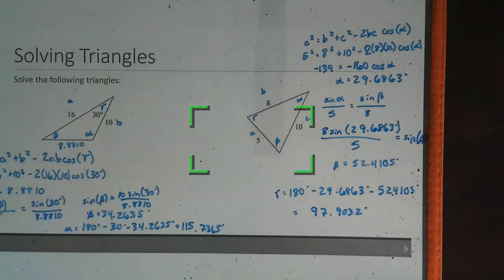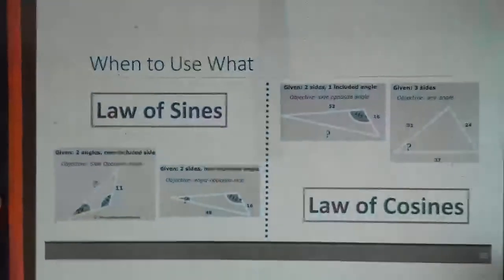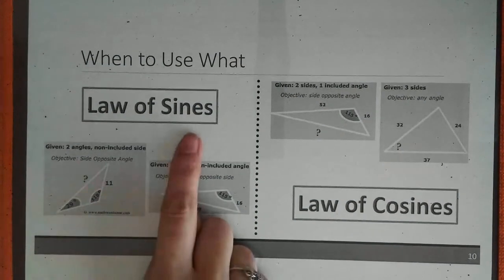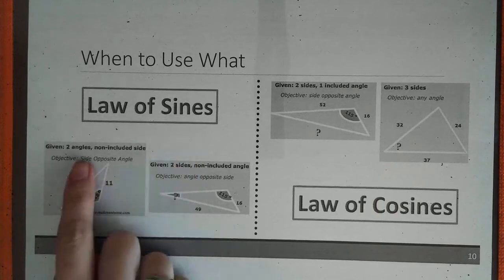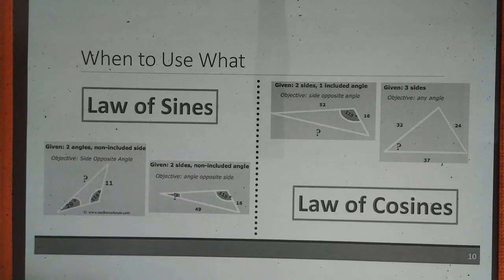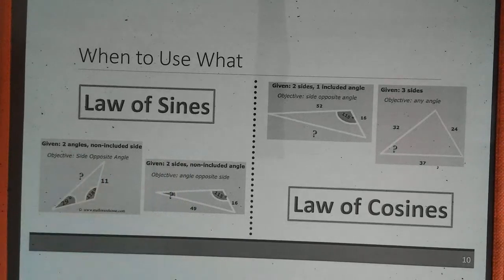So you may be asking yourself, how do I know when to use the law of sines and when to use the law of cosines? So here it kind of lays out when to use what. If you remember back to geometry, I'm going to try to use some notation that might help you remember. We use the law of sines if we are given 2 angles and the non-included side, so 2 angles and one of the sides not between them.